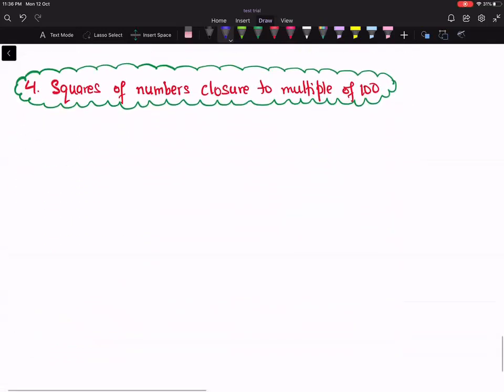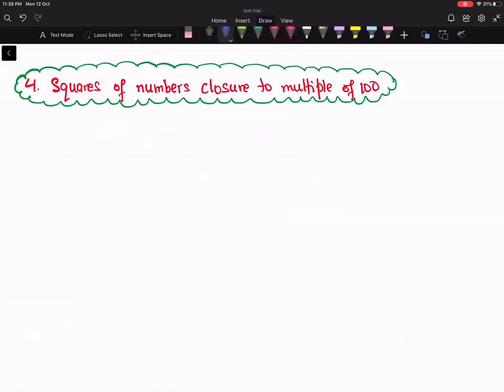Last topic in this is, if you have to find squares of numbers which are closer to the multiple of 100, अगर 100 के multiple के काफी close हैं, then how to find square of those numbers? Okay, if I'm taking a number here, let's say I'm interested in square of 197 square, right? So any number which is closer to multiple of hundreds.